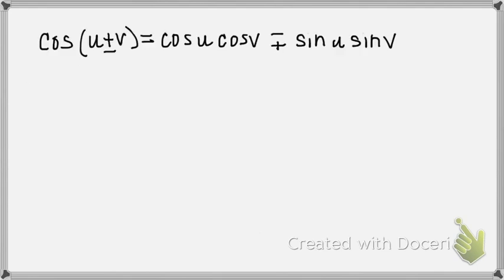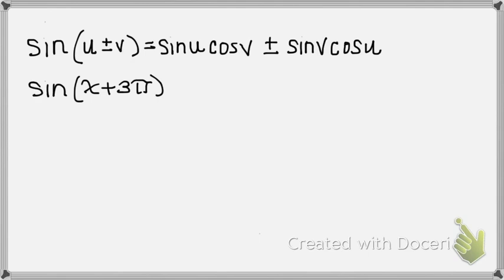With cosine, if I do the sum of two angles, u plus v, and then I look at the formula, cosine u cosine v, it's going to be minus sine u sine v. And then if I have the difference of two angles, u and v, then it's going to be cosine u cosine v plus. So the signs switch. But here, starting off, we're looking at sine.